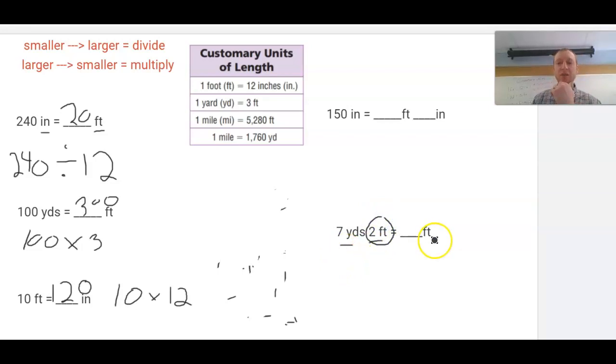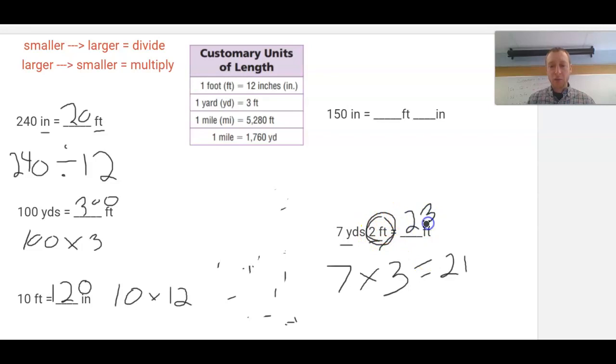Well, yards are bigger than feet, right? So we're going large to small. So we're going to multiply again. So 7 yards. And how many feet are in a yard? 3, right? So 7 times 3 is 21 feet. But let's not forget about these 2 feet, right? So 21 feet plus 2 more feet is 23 feet. All right, and then let's try this last one. Inches to feet. Inches are smaller than feet. So we're going small to large. So we're going to divide, right?